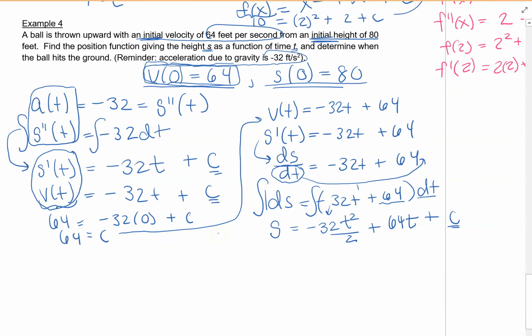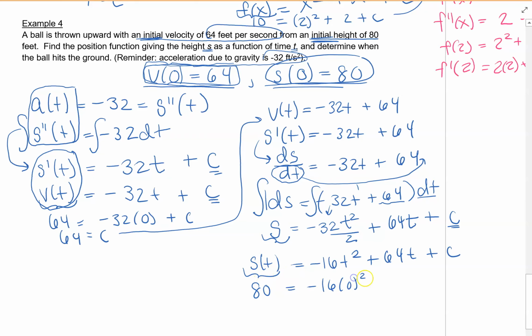So I was also given earlier an initial height, right? So my position at time 0 is 80, so I can plug in 80 for my position and then 0 for my t, although maybe I'll simplify this a little bit. Let me simplify first before I plug anything in. So my position function is equal to negative 16t squared plus 64t plus c. I'll plug in my initial height for position and then 0 for t. And that tells me that my constant is 80.